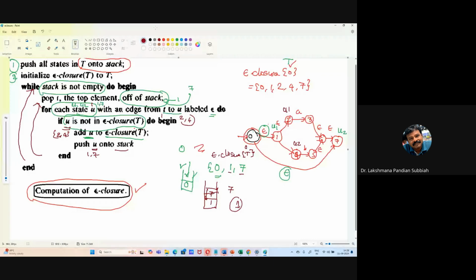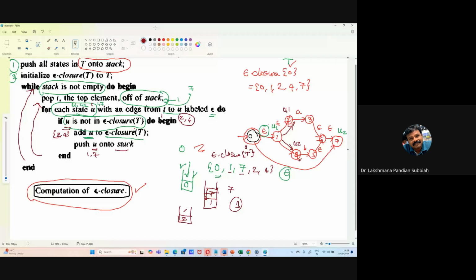From 1 to 2 we have an epsilon edge, and 1 to 4 we also have an epsilon edge. So you take this 2 and 4 as U and add them to the epsilon closure of T, and you also push 2 and 4 into the stack, as you popped out that 1. Now we have 2 and 4.